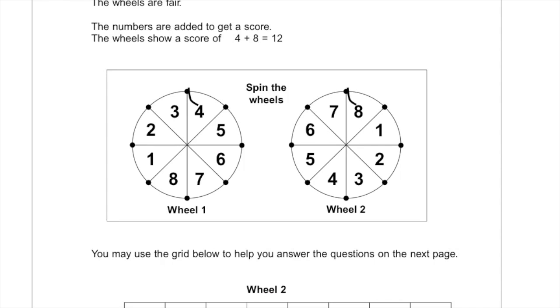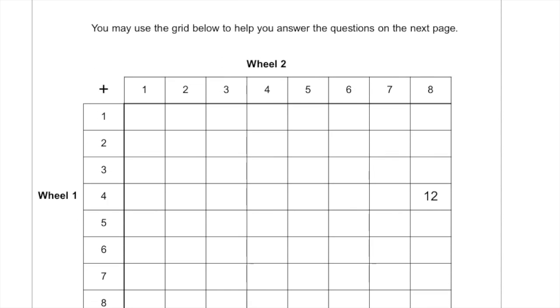In a game, players spin 2 wheels. The wheels are fair. The numbers are added to get a score, and the wheels currently show a score of 4 plus 8 equals 12. We've been told we can use the grid below to help us answer the questions on the next page. This grid is an example of a sample space. It shows every possible outcome of this particular experiment.